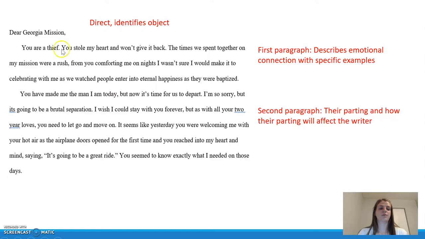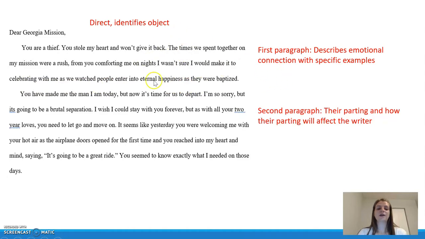These are just the first couple of paragraphs. So the student starts out, "Dear Georgia Mission." Okay, right there off the bat, he's being direct, and he's directly addressing this object, and he's telling me what it is. Okay, that's nice. So first paragraph: "You are a thief, you stole my heart and won't give it back. The times we spent together on my mission were a rush. From you comforting me on nights I wasn't sure I would make it, to celebrating with me as we watched people enter into eternal happiness as they were baptized."